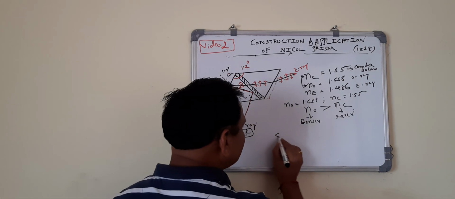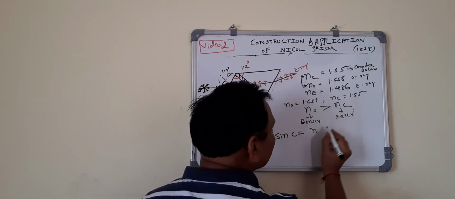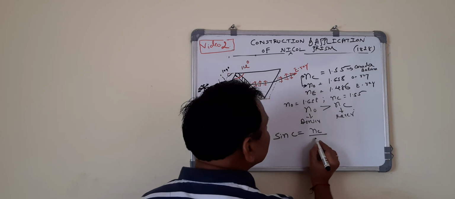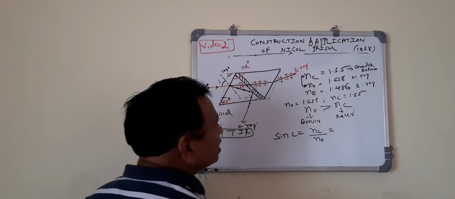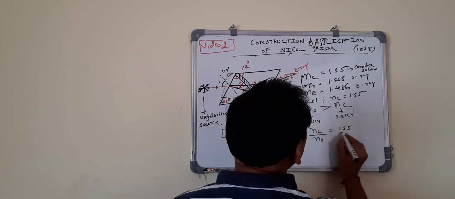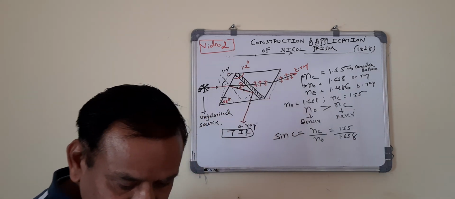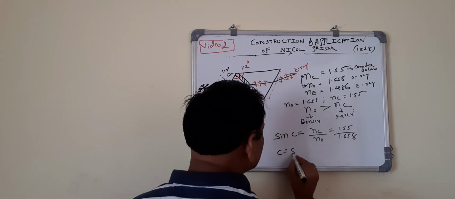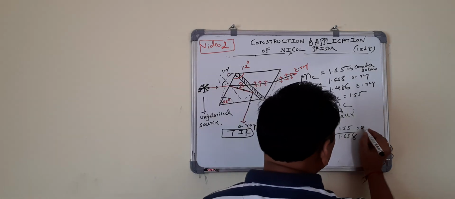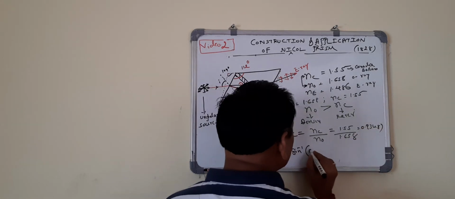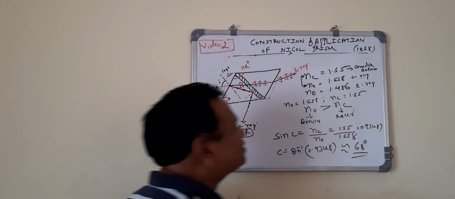Using the equation for the critical angle, sin C equals the refractive index of the rarer medium divided by the refractive index of the denser medium, nothing but NO. Substituting here, NC equals 1.55 and NO equals 1.658. Substitute all these values, then C equals sine inverse of this value, 0.9348. This value is very close to 68 degrees.